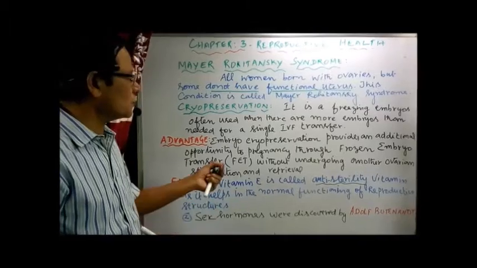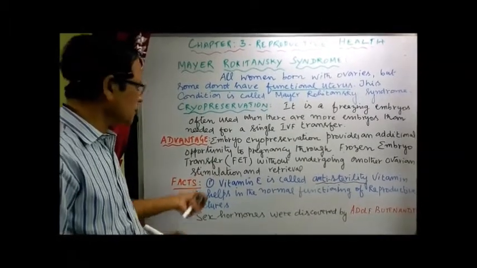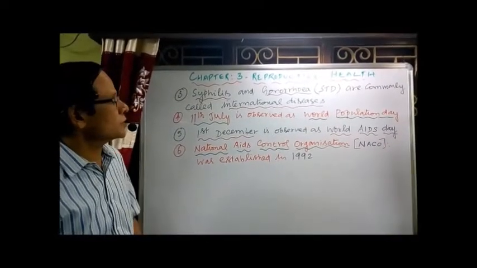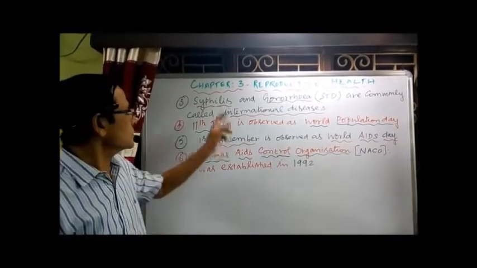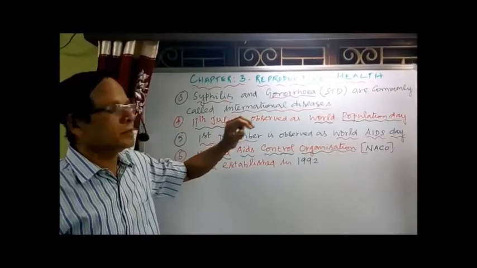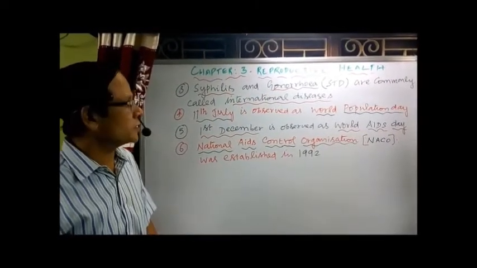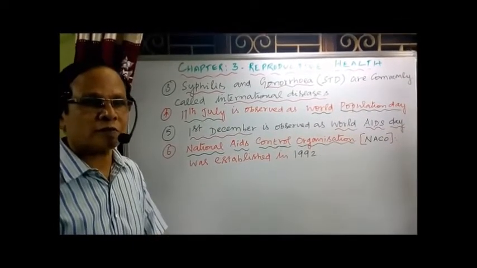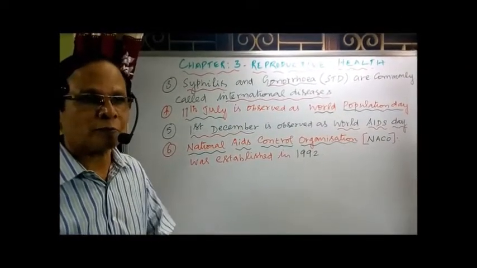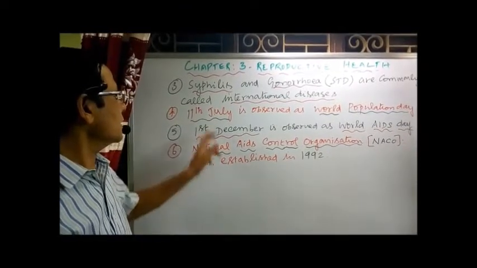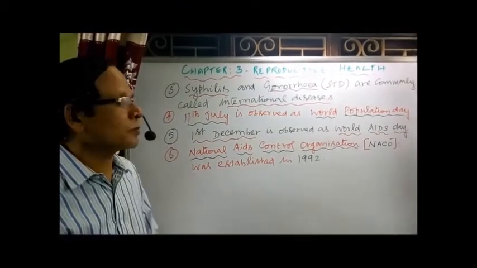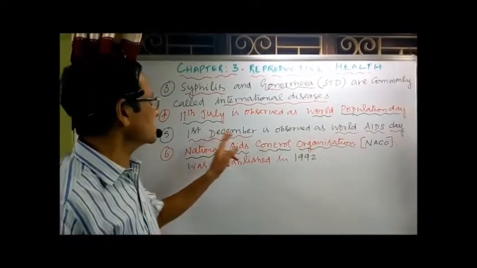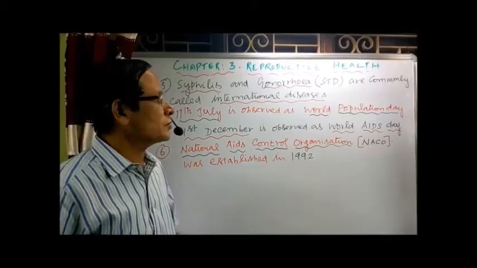I want to give some more facts related to reproductive health. Syphilis and gonorrhea, both sexually transmitted diseases, are commonly called international diseases because they affect all groups of people in different parts of the world. Then, 11th July is observed as World Population Day, and 1st December is observed as World AIDS Day.